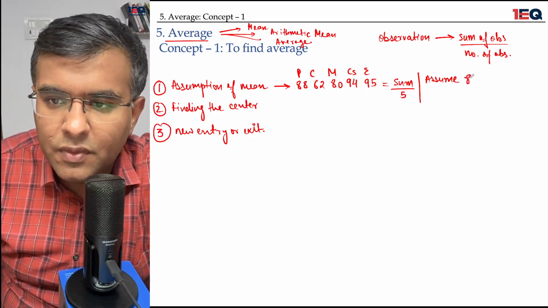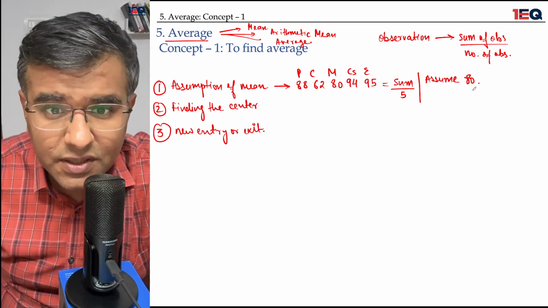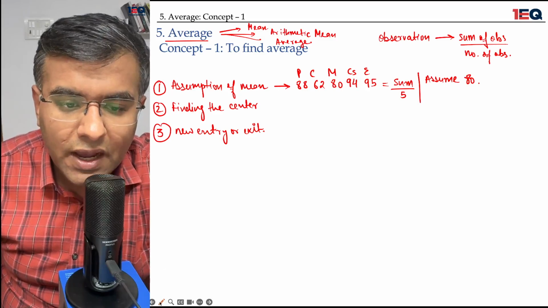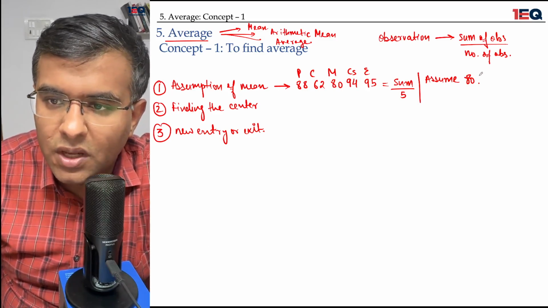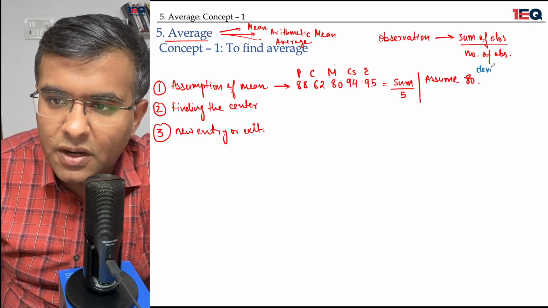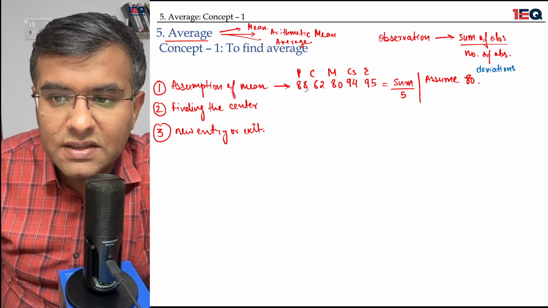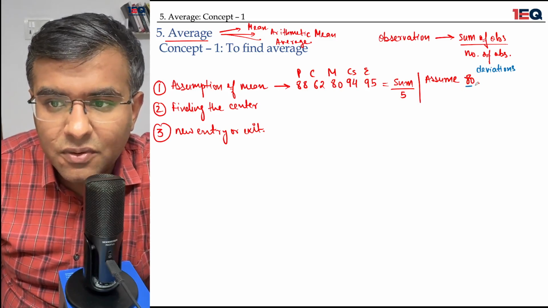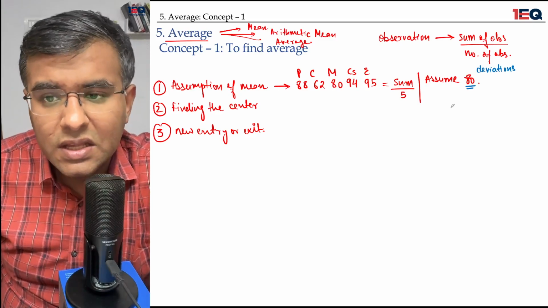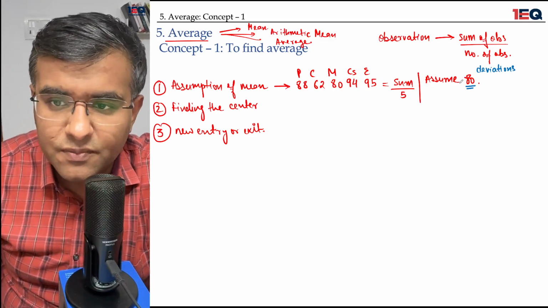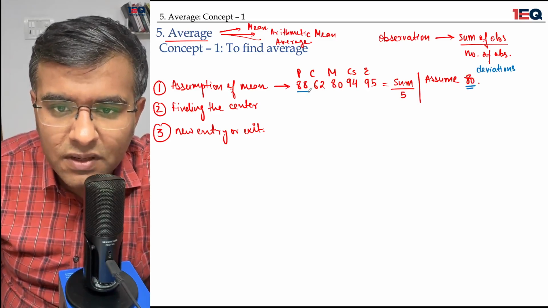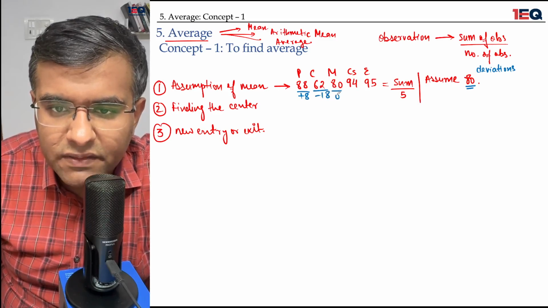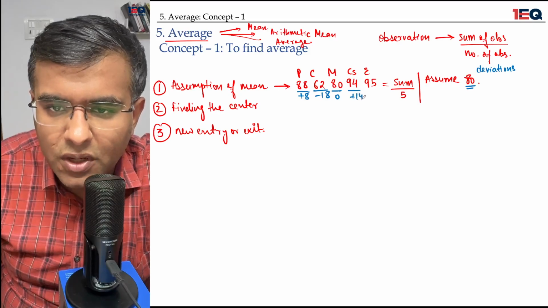Let me assume that 80 is my average, or the percentage of marks which I scored. So I need to find out the deviations from it now. I'm using a little heavy term, but these deviations stand for the distance from the assumed average. So the assumed average is 80. The first one is giving me a plus 8. The second one is giving me a minus 18. The third one is giving me a 0. The fourth one is giving me a plus 14. And the fifth one is giving me a plus 15.